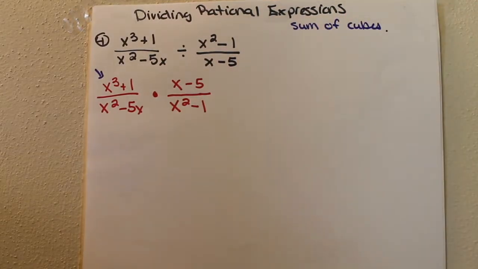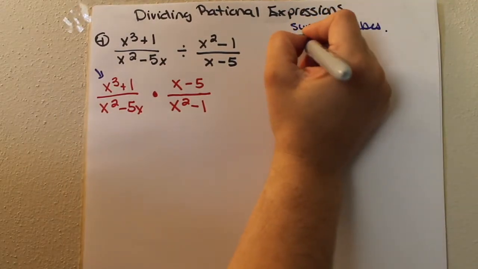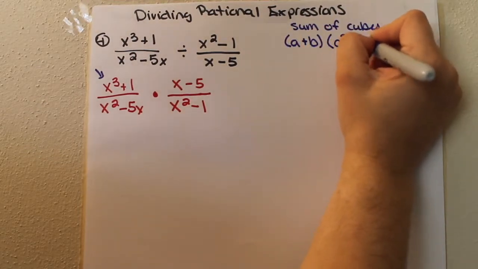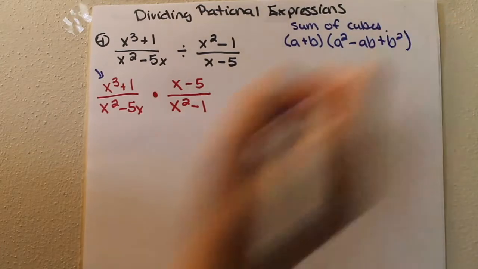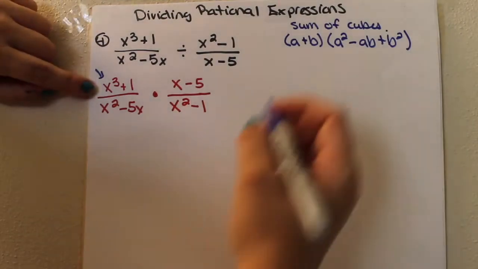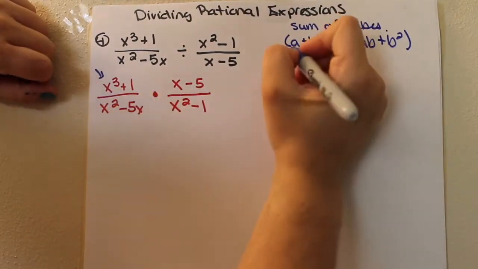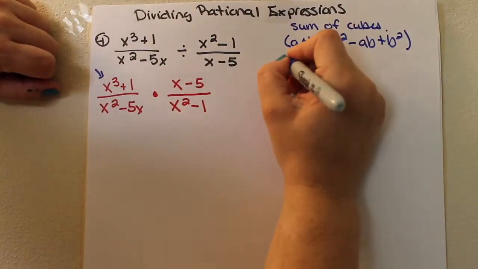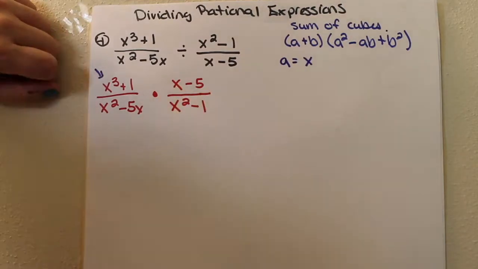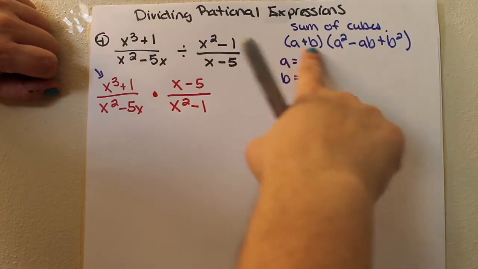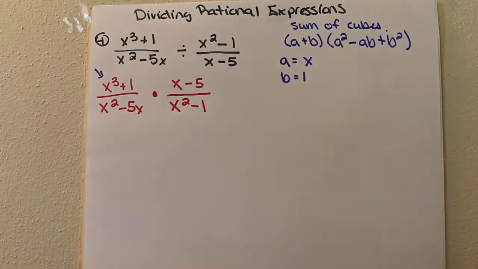Now the sum of cubes breaks down a certain way. Okay, this is the definition of a sum of cubes. So what I'm going to do is figure out what is A and what is B. The cube root of x cubed is x. So A is going to equal x. And the cube root of 1 is just 1. So I'm going to use this A and this B, x and 1, to fill in the rest of this definition. And that is going to be x cubed plus 1 factored.